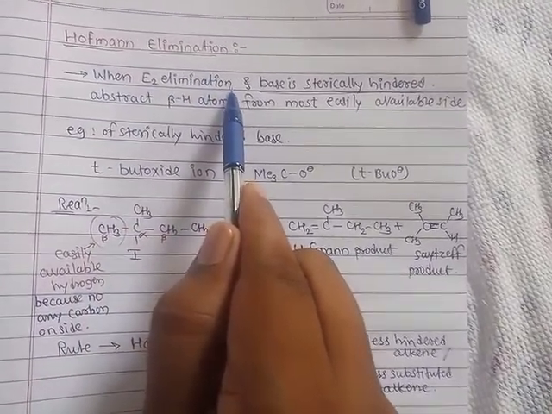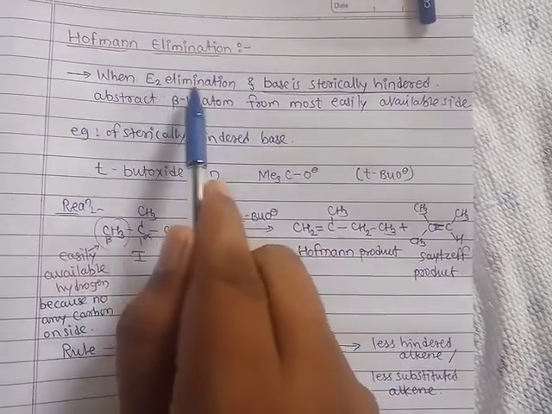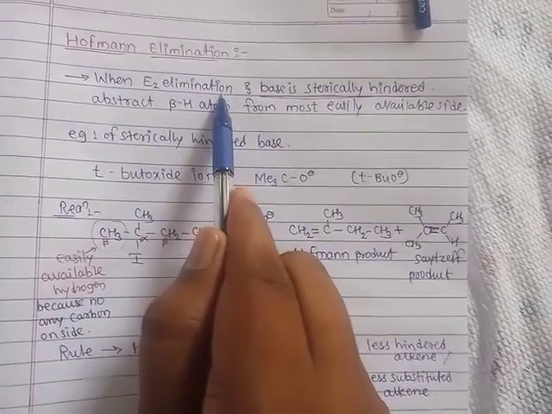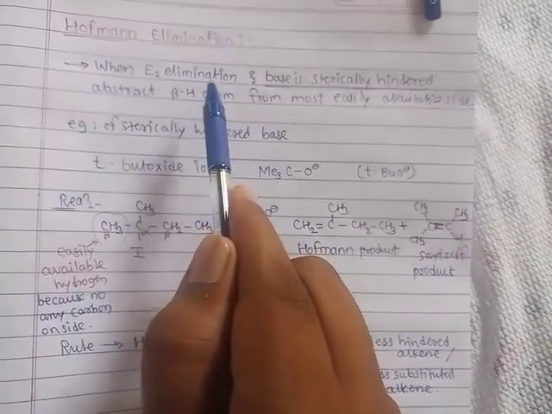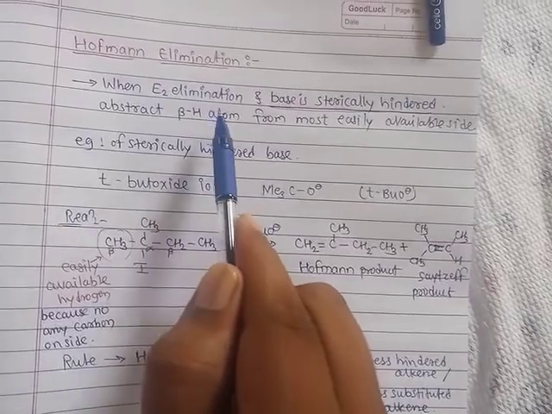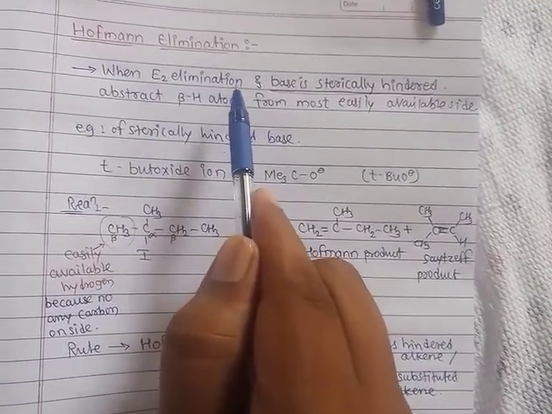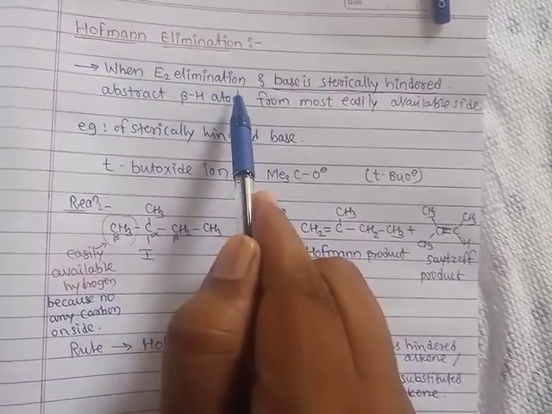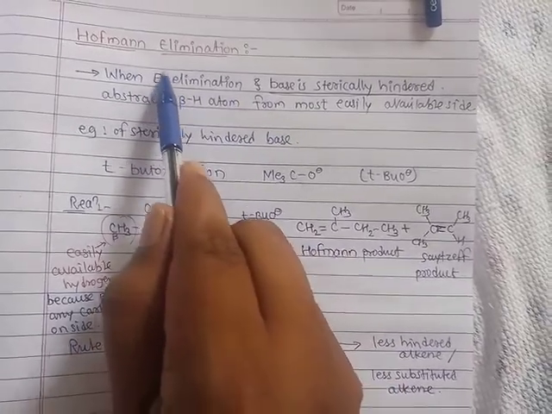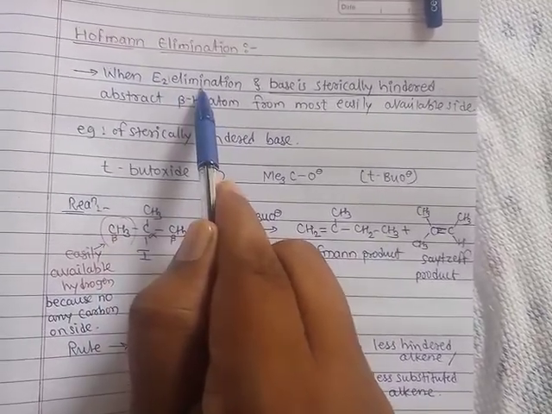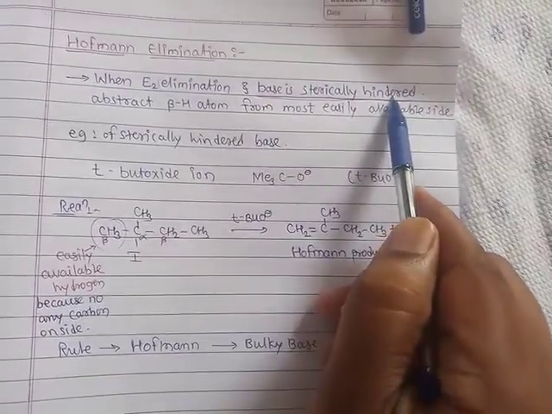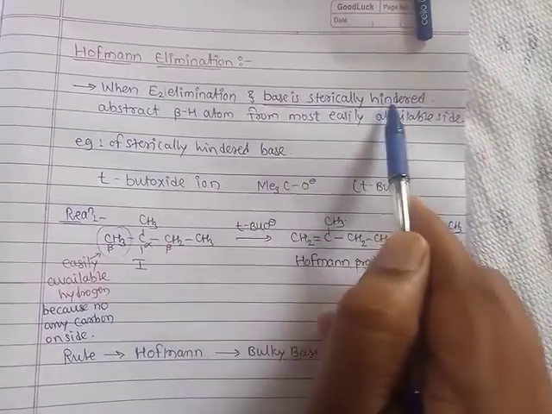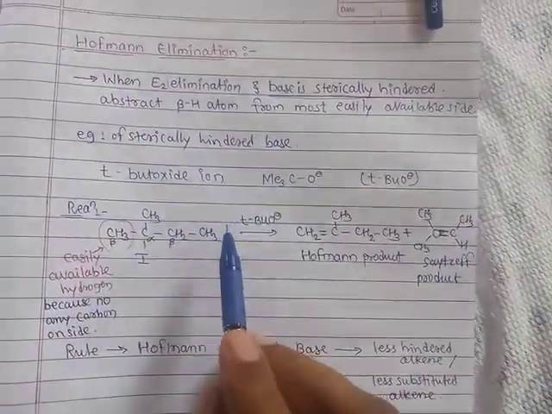elimination takes place. E2 elimination is a one-step elimination reaction. In that, H of the beta carbon and X on the alpha carbon are removed in one step. Such types of reactions are called E2 elimination. And the base is sterically hindered. When a sterically hindered base is used, we get the Hofmann elimination type product.